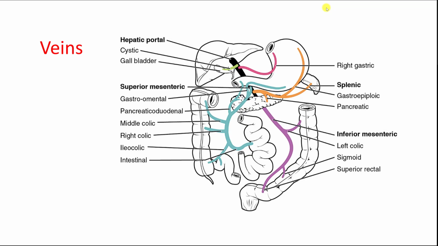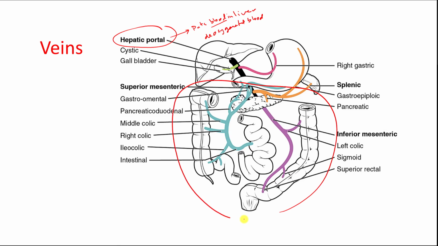Okay, in this video we will talk about the hepatic portal system. This hepatic portal system puts blood in the liver. And what type of blood? This is deoxygenated. Now, why is this system special? In order to understand it, we need to understand the situation in the abdominal region.